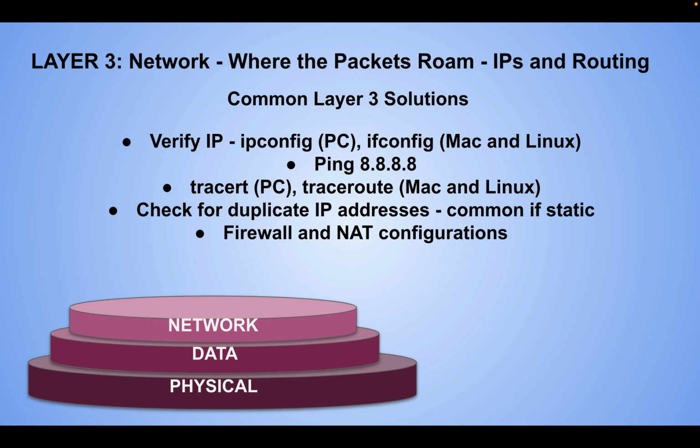Solutions for Layer 3 involve checking the logical addressing and routing paths. Verify IP configurations using ipconfig on Windows and ifconfig on Mac and Linux. Ensure the IP, subnet mask, and default gateway are all correct. Ping Google's name server 8.8.8.8 to confirm you can reach the internet. Use traceroute to identify where packets stop along the path. Check for duplicate IP addresses, and this is especially true if you've statically assigned IP addresses. And meticulously review firewall and network address translation configurations. These are really common Layer 3 blocking points.